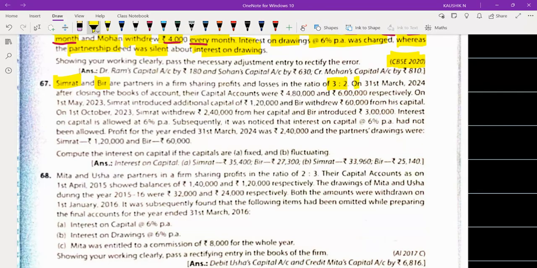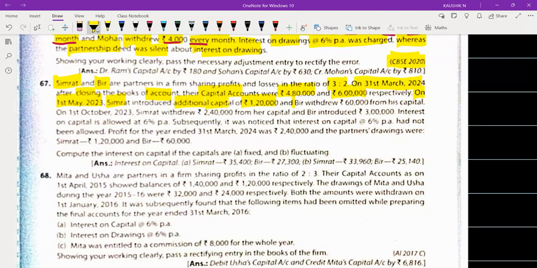Here, the date is given as 31st of March 24. After closing the books of accounts, their capital accounts were showing rupees 4 lakh 80 and rupees 6 lakhs respectively. This is the balance in the capital account. After closing, on 1st of May 2023, an additional capital of rupees 1 lakh 20 was introduced by the partner Simrat.